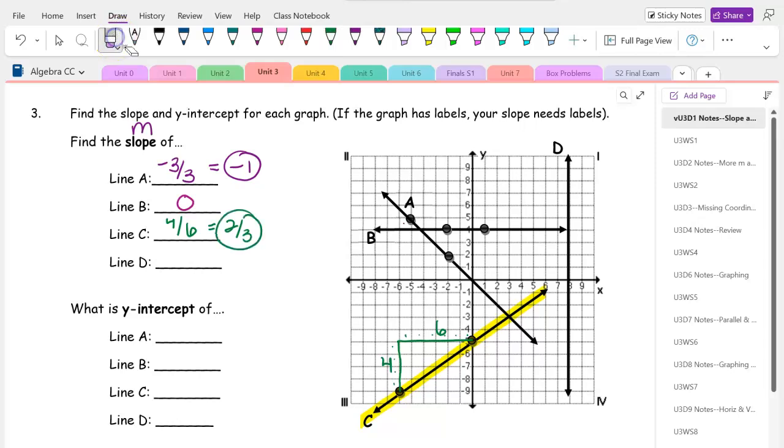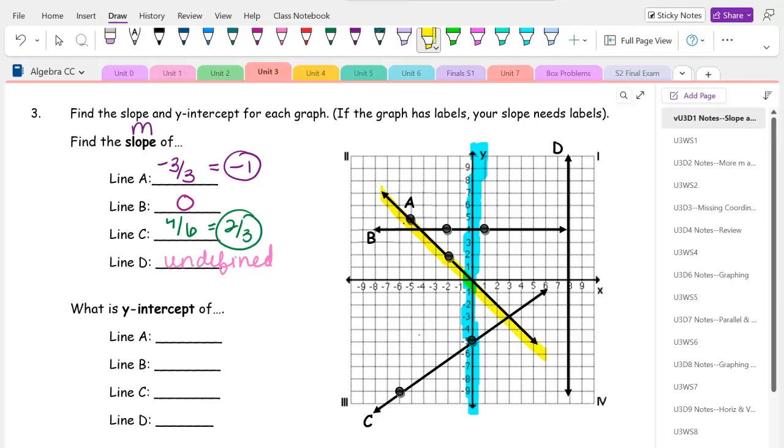And finally, line D. Line D is vertical. A vertical line always has an undefined slope. All right, so now let's practice finding our y-intercepts. So y-intercept, again, is where your line is going to hit the y-axis. So let's start with line A.